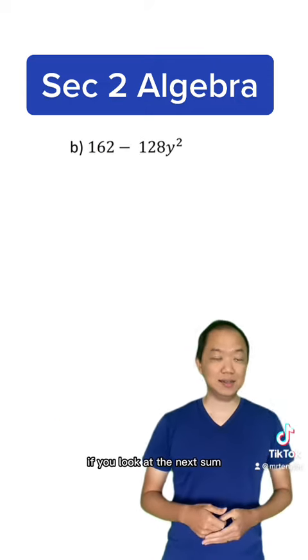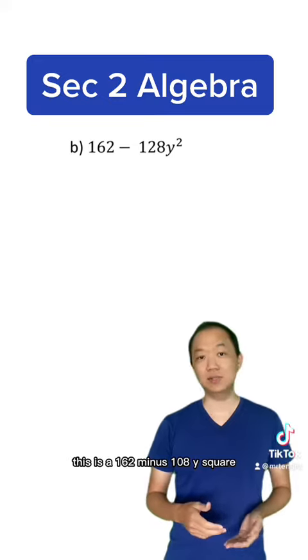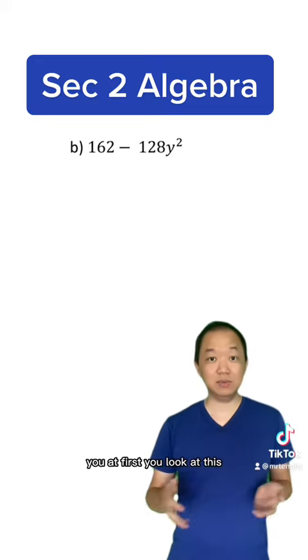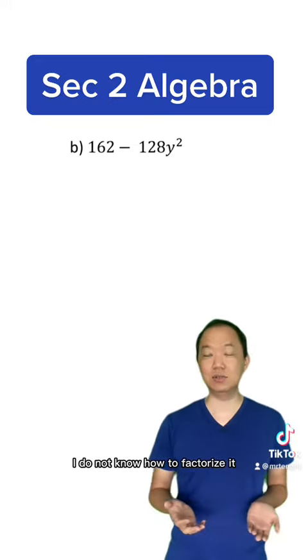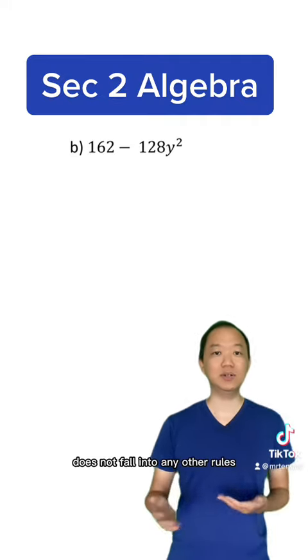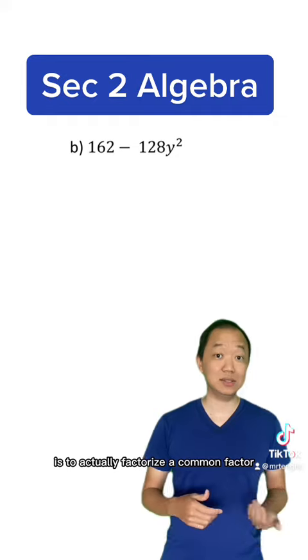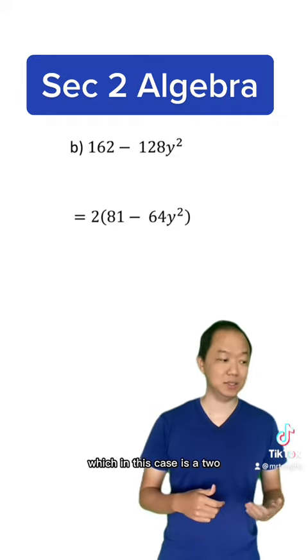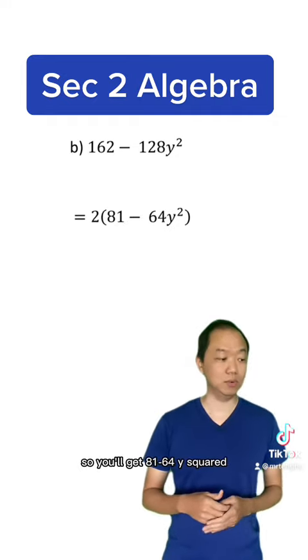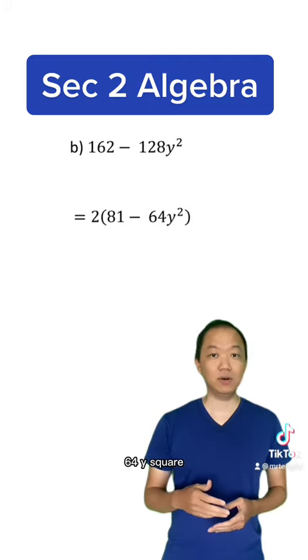If you look at the next sum, this is 162 minus 128y squared. At first you look at this and then you're like, hey, I do not know how to factorize. It does not fall into any of the rules. So the first thing you need to do is to actually factorize a common factor, which in this case is a 2. So you'll get 2(81 minus 64y squared).